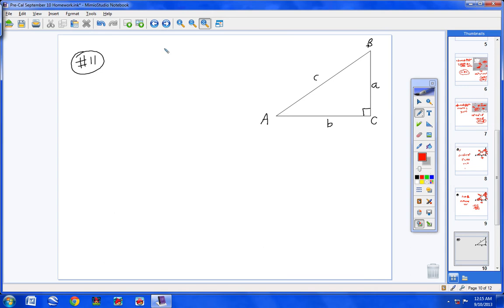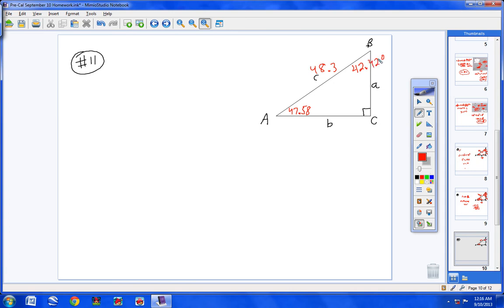Okay, number 11. They tell us that angle A is 47.58 degrees. So I'll write that right there. And they tell us that side C is 48.3. Now notice we do know two angles, this one and this one. So if we take 47.58 and add to that 90 degrees, and then subtract from 180, that third missing angle is going to be 42.42. So remember what I taught you. I told you when you know two angles right off the bat, you want to find that third angle first.